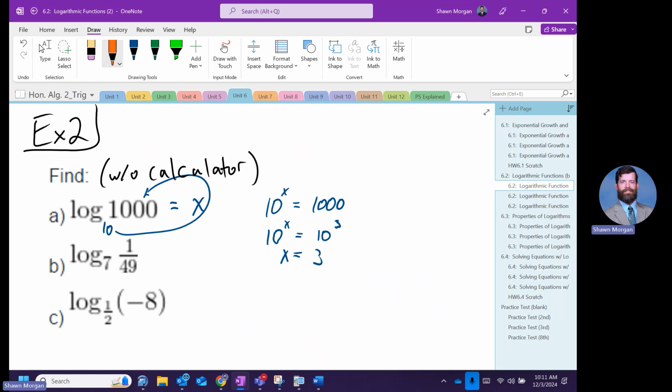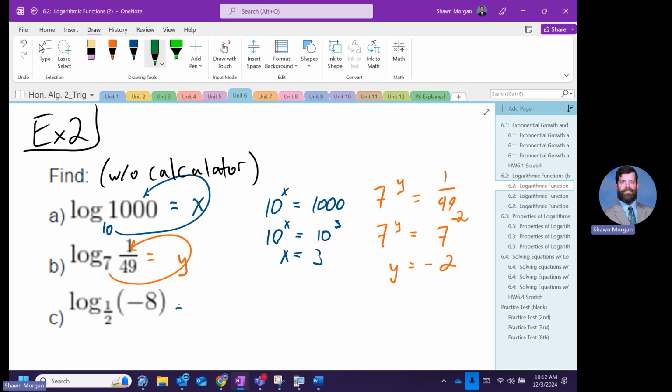So how about part B? Suppose I don't know what it is. We'll just say it's equal to y. And Freddie would answer the question, can you see it? One over 49. Beautiful. Now, BJ, 1 over 49 is the same thing as 7 to what power? All right, so y equals -2.